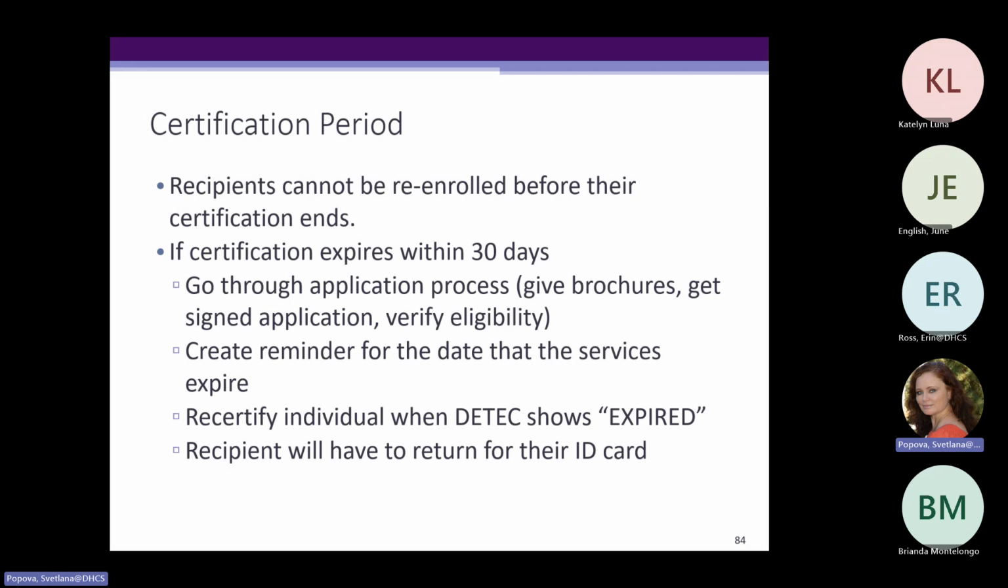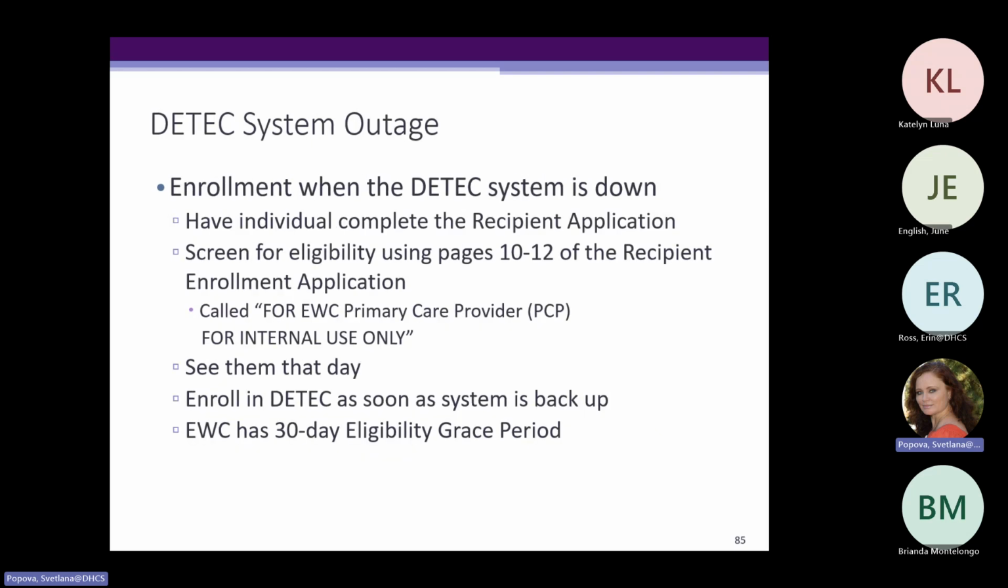So, certification period. Recipients cannot be re-enrolled before their certification ends. I mentioned that before. If certification expires within 13 days, you should have a plan for the patient. Go through the application process, give all the brochures and sign the application, verify eligibility, create a reminder for the patient for when they should come back to get the new card, and then recertify the individual only when Detect shows expired, and make sure that the recipient gets the ID card in return, or the card is mailed to the patient.